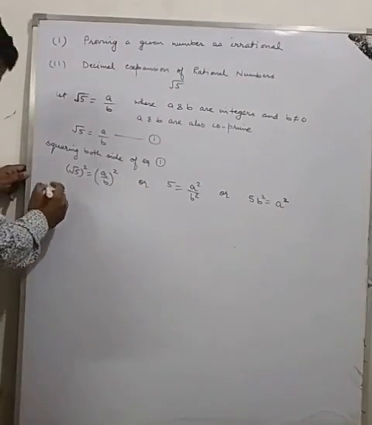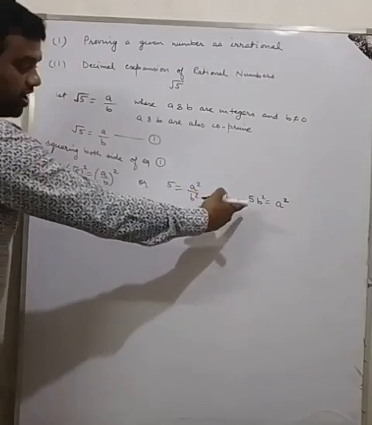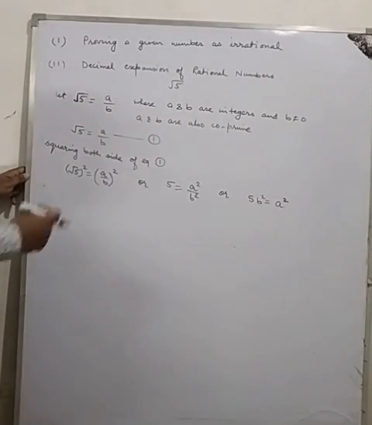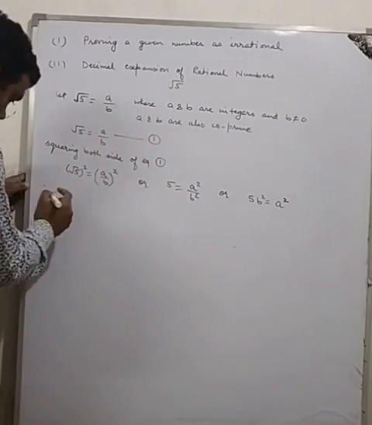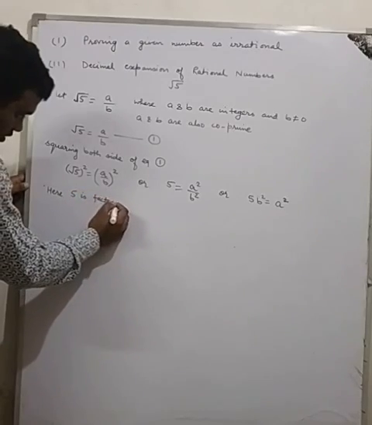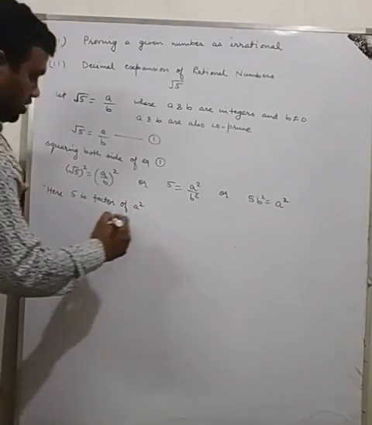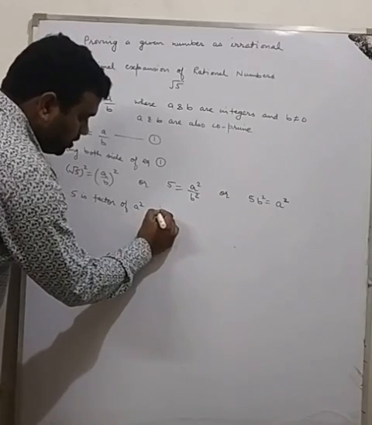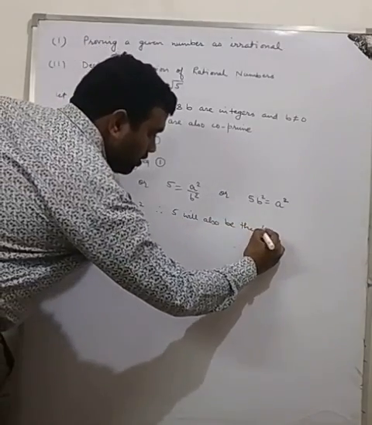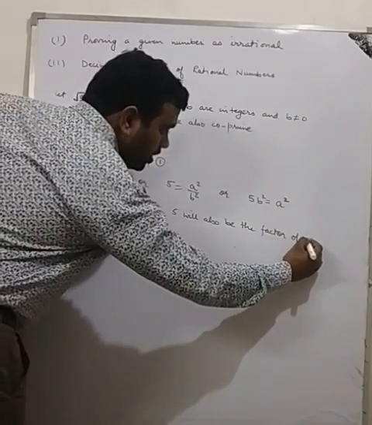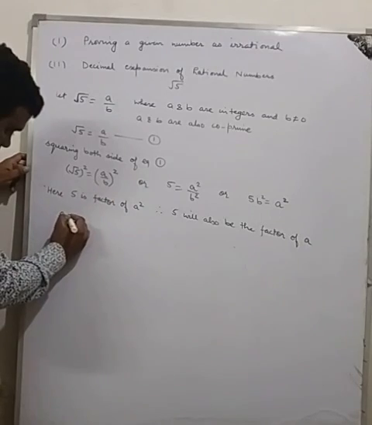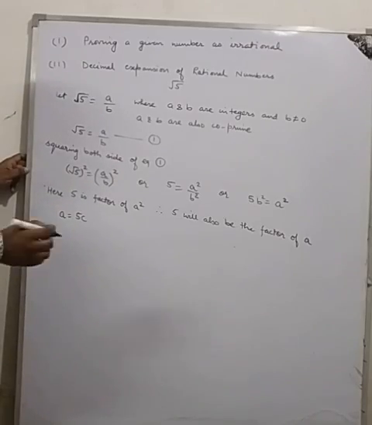Here both 5 and b square are factors of a square. So here 5 is a factor of a square. Therefore, there is one theorem: 5 will also be a factor of a. If 5 is a factor of a, then we can write a is equal to 5c, where c is any integer.